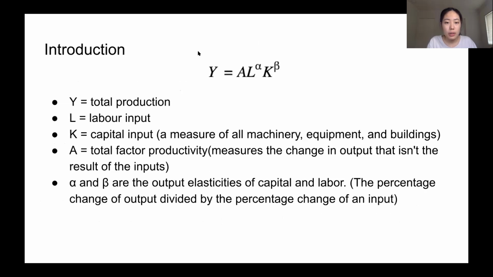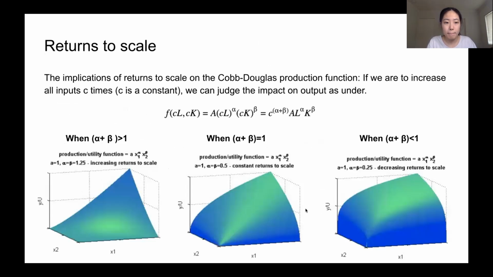So here's our production function. Y is the total production, L is the labor input, K is the capital input, the measure of all machinery, equipment, and buildings. And A is total factor productivity, which measures the change in output that isn't the result of the input. Alpha and beta are the output elasticity of capital and labor. What that means is the percentage change of output divided by the percent change of the input.